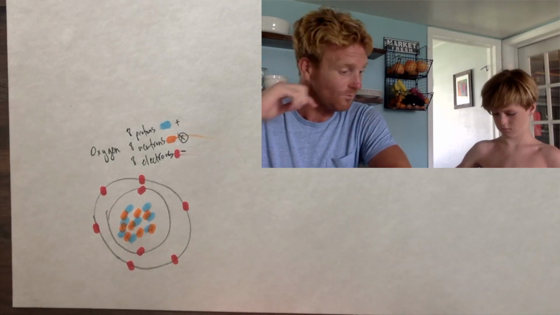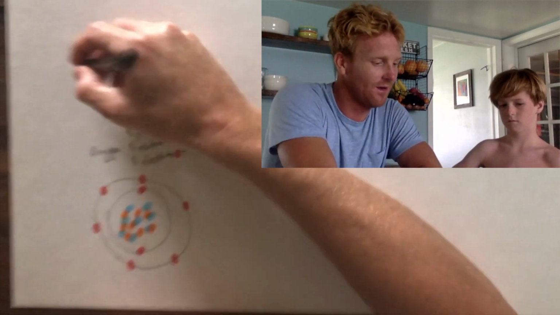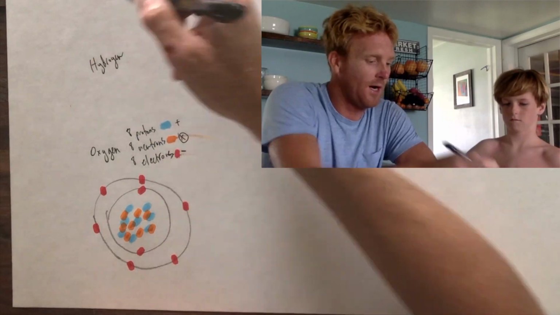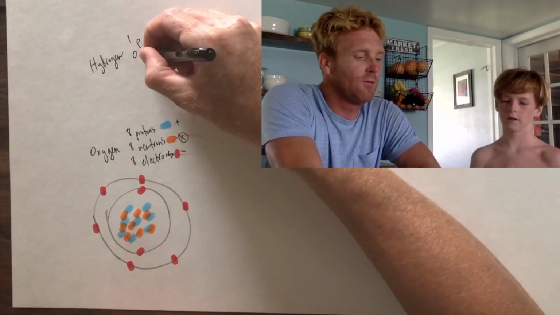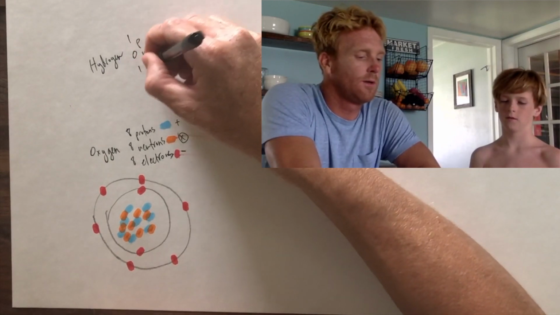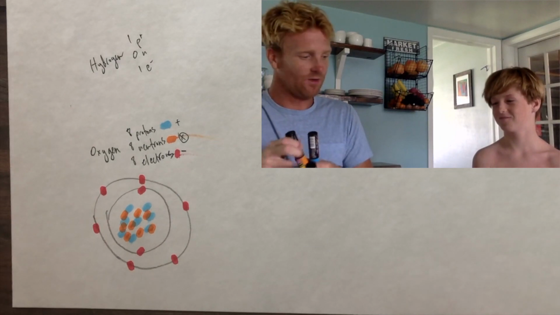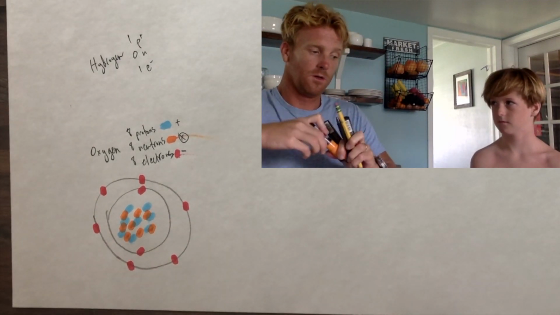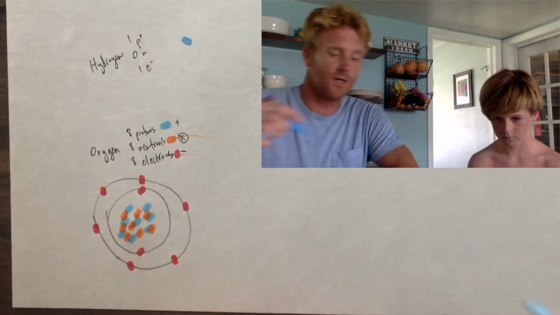Another atom is hydrogen. Hydrogen has 1 proton. Hydrogen actually looks pretty pathetic. If I were to draw him, hydrogen has 1 proton, 0 neutrons, and 1 electron. That's pretty pathetic, huh? This is what hydrogen's going to look like. He's going to have 1 proton in the middle.